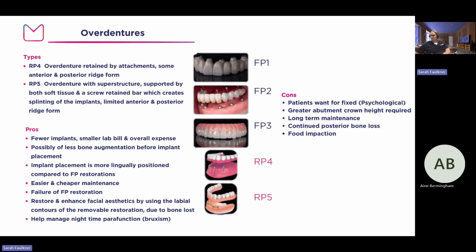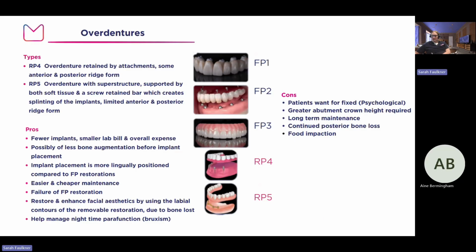We are going to be just acknowledging the different types of overdentures there are. So there's two main categories of them. There's the RP4, and those are the overdentures retained by attachments with some anterior and posterior ridge form. And the RP5 are the overdentures with superstructures. So these are supported by both soft tissue and a screw retained bar, which creates a splinting effect on those implants for you. And also used in cases where there's very limited anterior posterior ridge form as well.